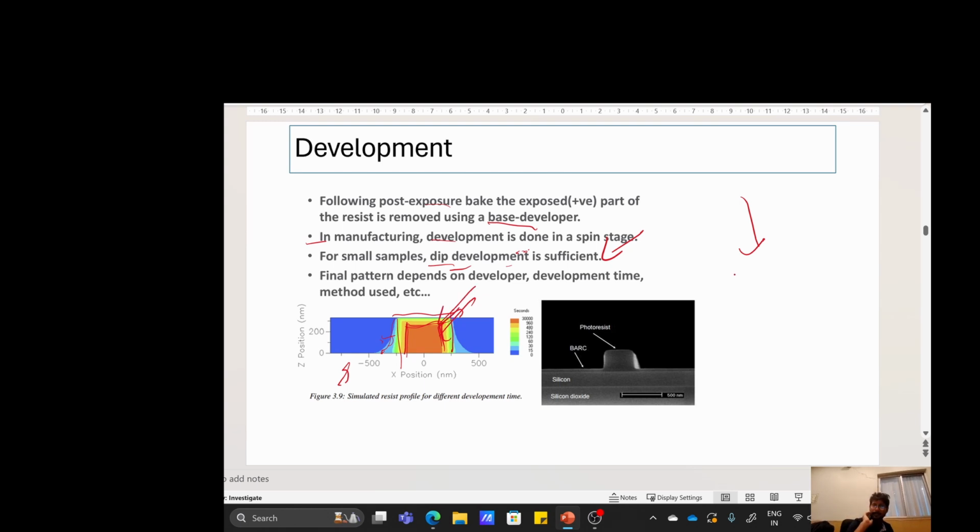That is the thing. Okay, so this is the simulated data which shows you the development time. Initially at zero development time, the complete photoresist was there. Then as you increase the development time, you can see the sharpness of this feature, and then it becomes overdeveloped. Okay, this is shrinking. That is the thing.